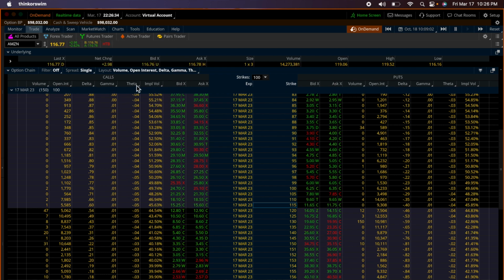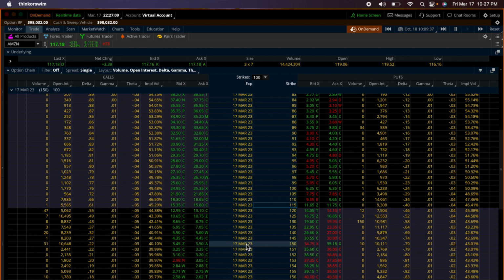Now, like we just discussed, the option chain is what holds all of your option contracts that you can choose to view or trade. A stock option contract is a legal agreement between a buyer and a seller, giving the buyer the right but not the obligation to buy or sell 100 shares of a stock at a specified price, known as the strike price, on or before a specified date, known as the expiration date.